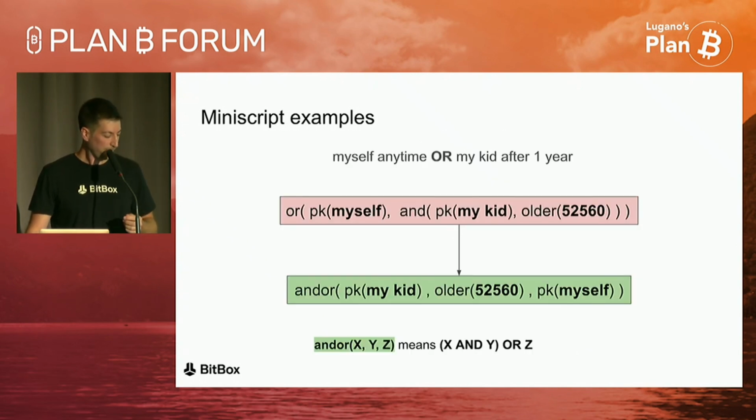Inheritance example, like the policy we've seen before, myself or my kid after a year. In Miniscript becomes and_or. It's a special fragment, and this and_or basically has the semantics of x and y or z. In this case, my kid after 90 days or a year, and myself, right? But if you study the list of all the Miniscript fragments and the semantics, you can read this. I mean, it's an and_or.